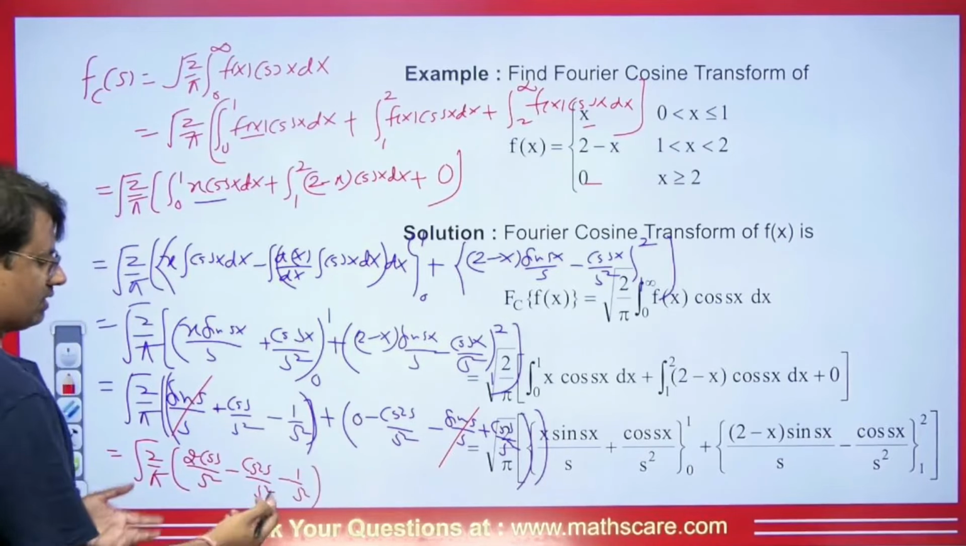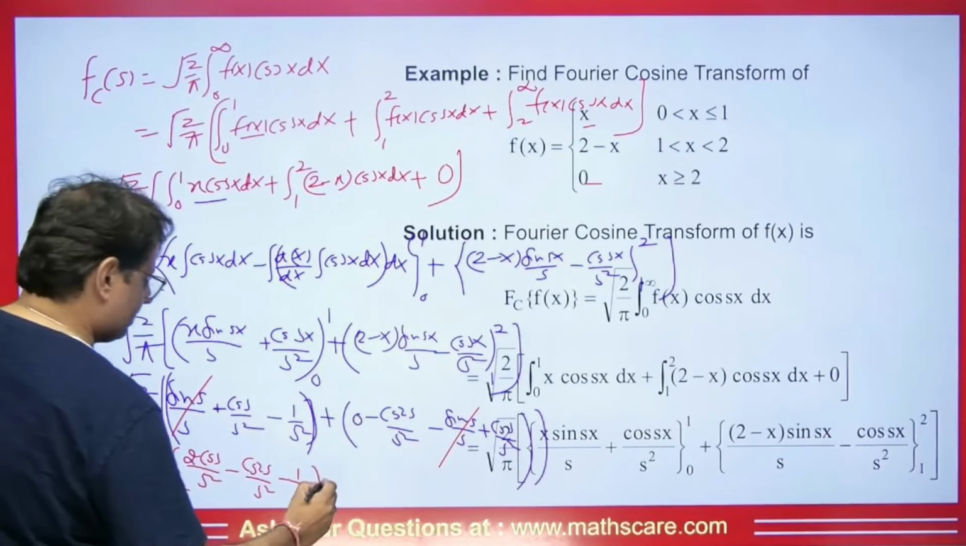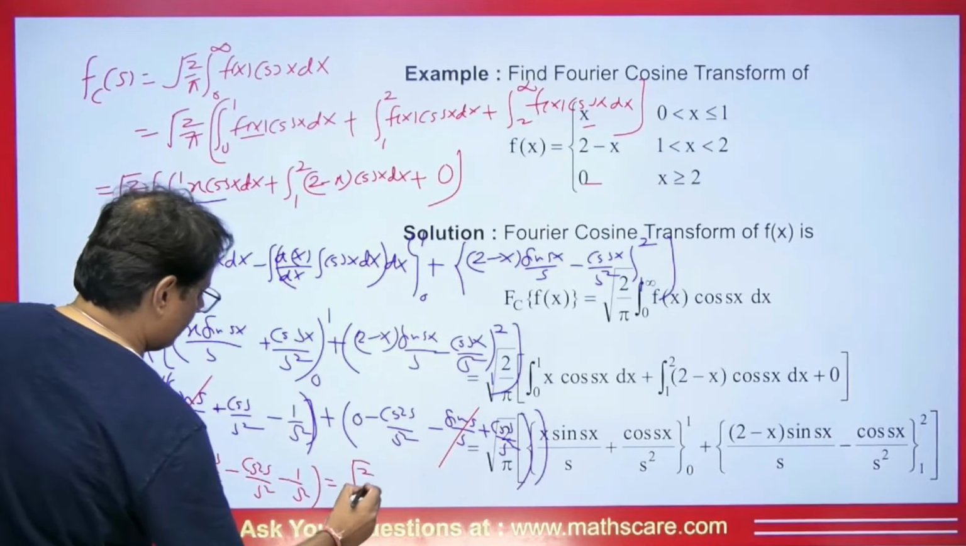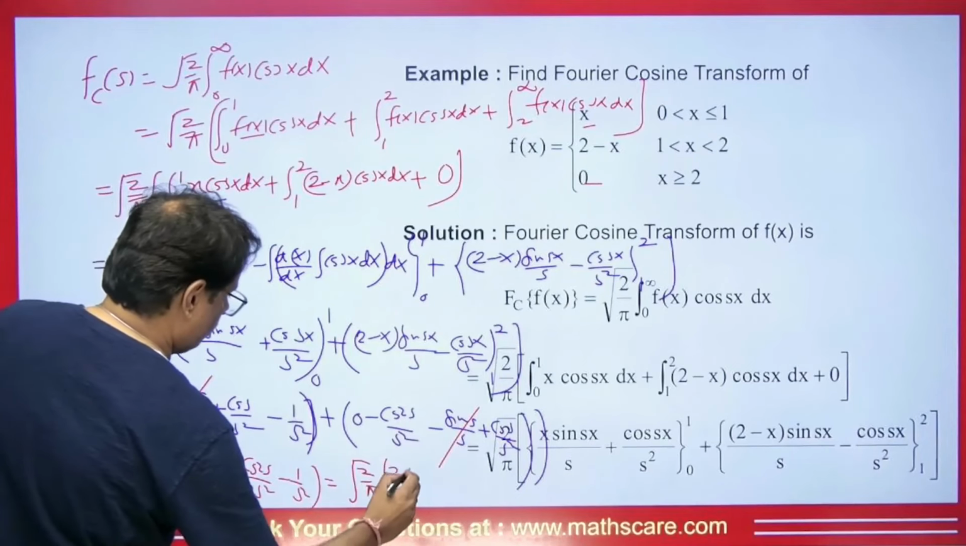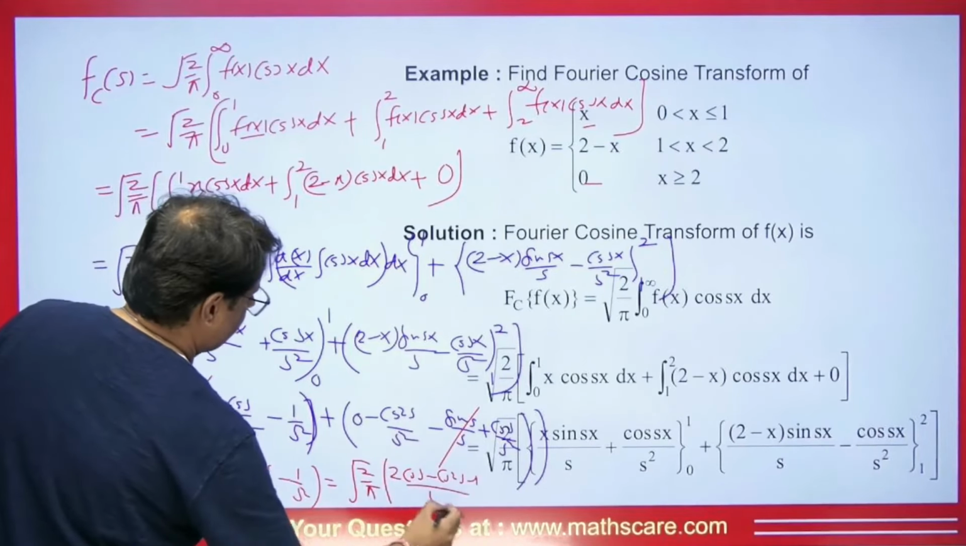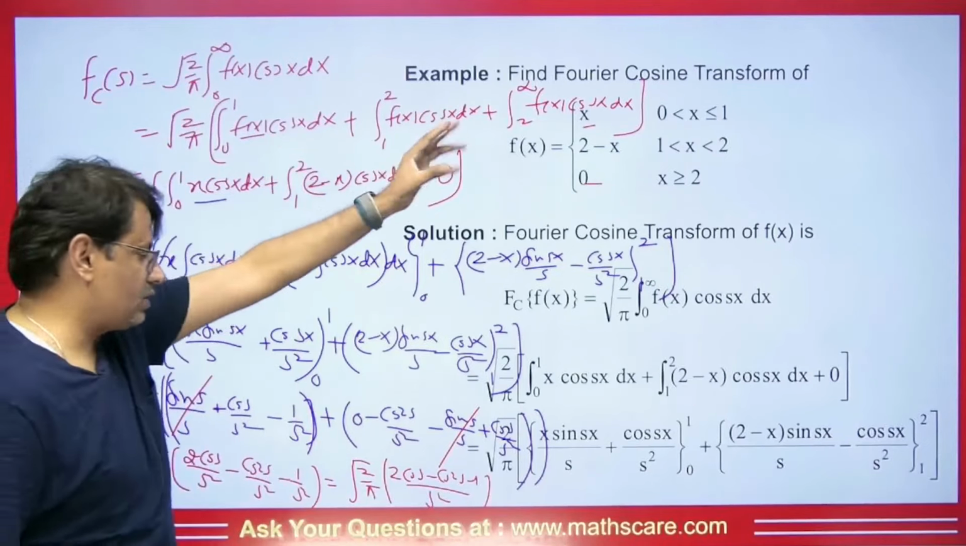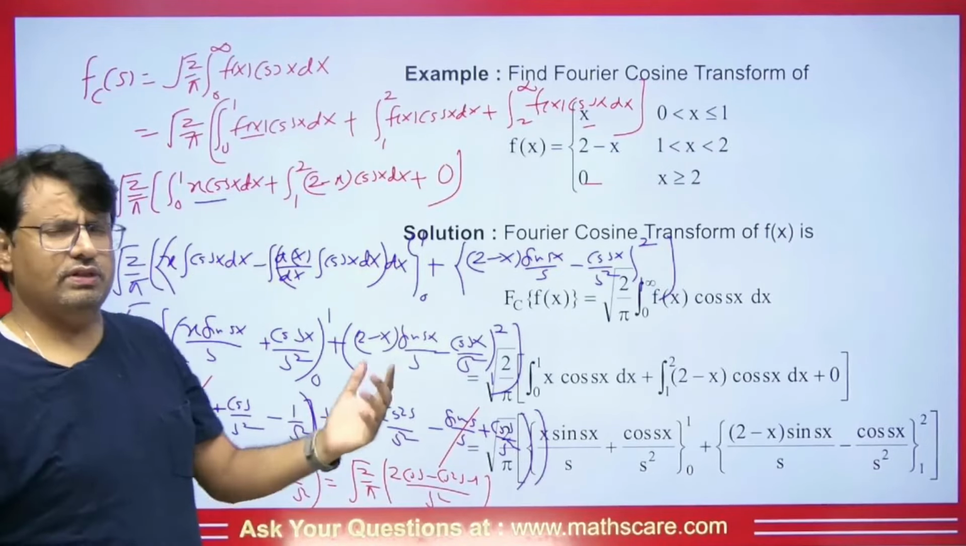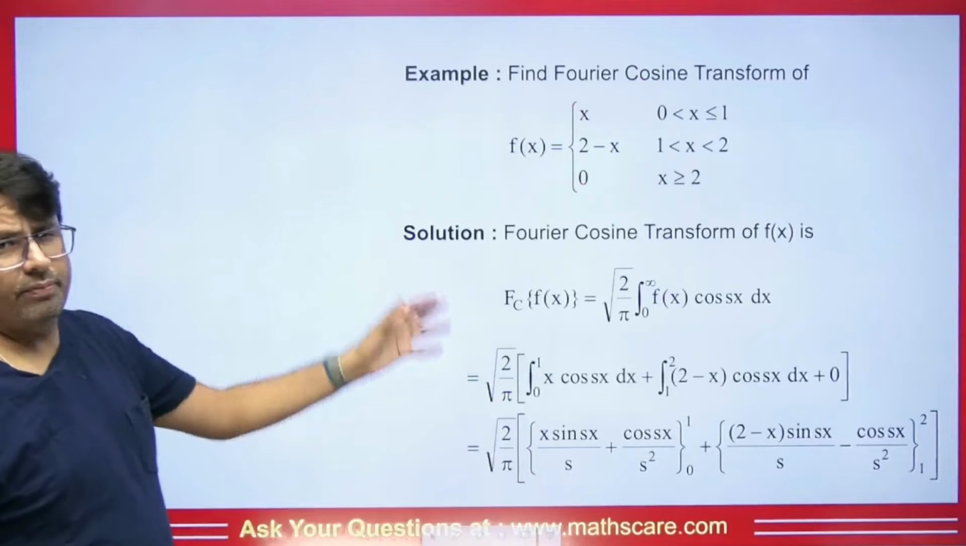Let us simplify it a bit. So here we will take the LCM of s square, and the value of it will be 2 by pi, and here we will be getting it as 2 cos s minus cos 2s minus 1 upon s square. So the value of its Fourier cosine transform is this. Thus we can solve it very easily this way. As you can see the solution here.